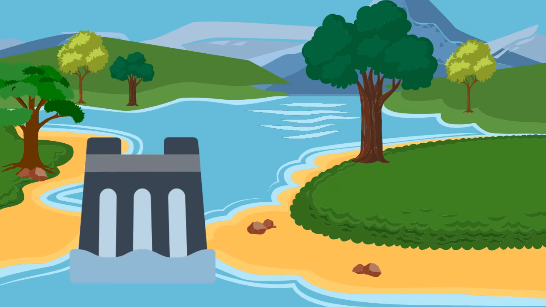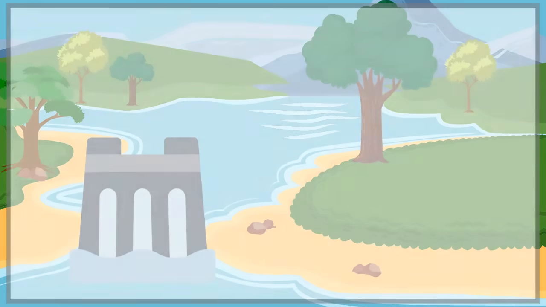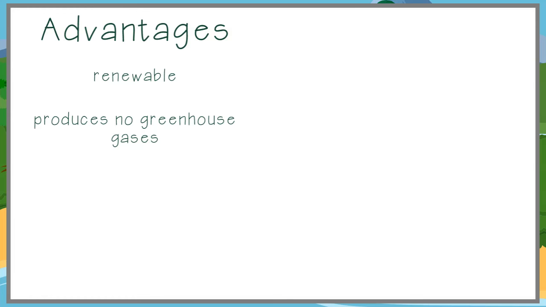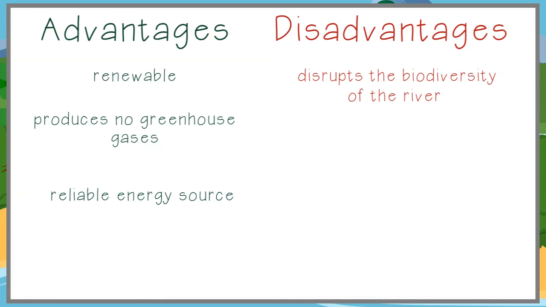Another renewable energy source is hydroelectric power. Hydroelectric power uses water to produce electricity. Hydroelectric power is generated when water passes through a dam and turns a turbine. The turbine powers a generator which produces electricity. The advantages of hydroelectric power are that it is renewable, it produces no greenhouse gases, and it is reliable. The disadvantages include disrupting the biodiversity of the river that is dammed, and building dams and hydroelectric power plants is expensive.